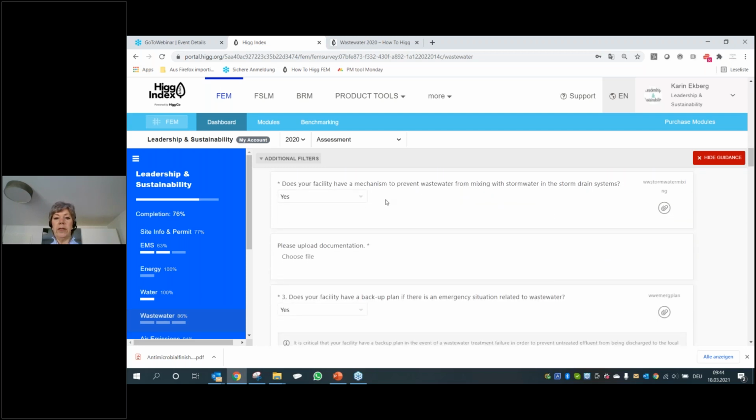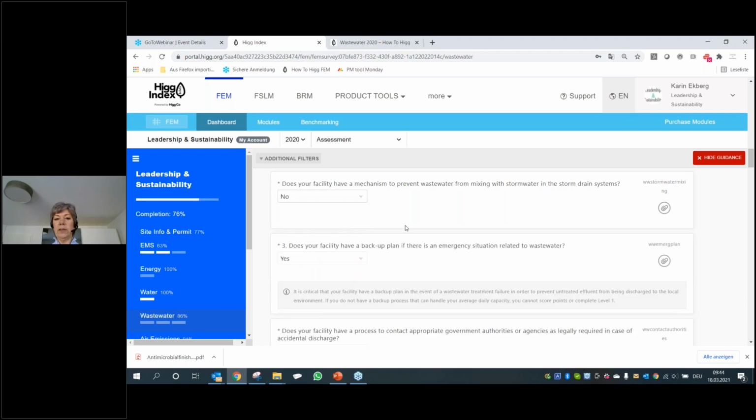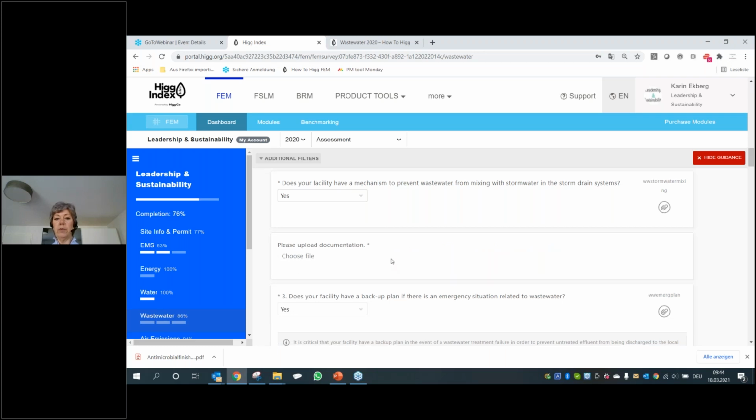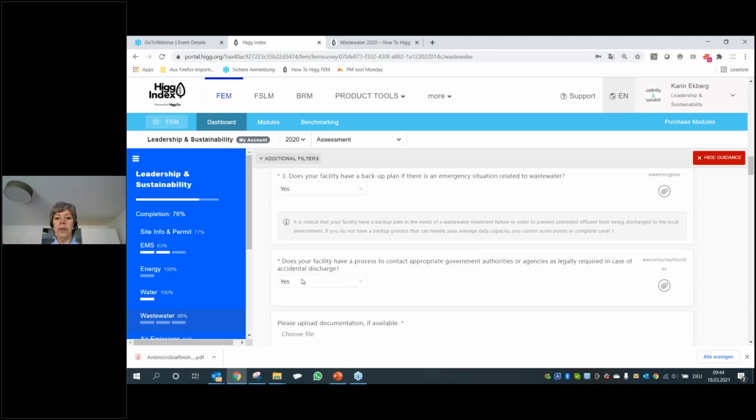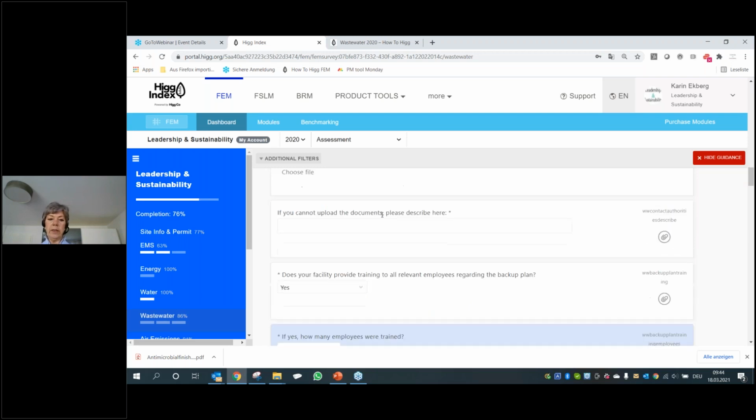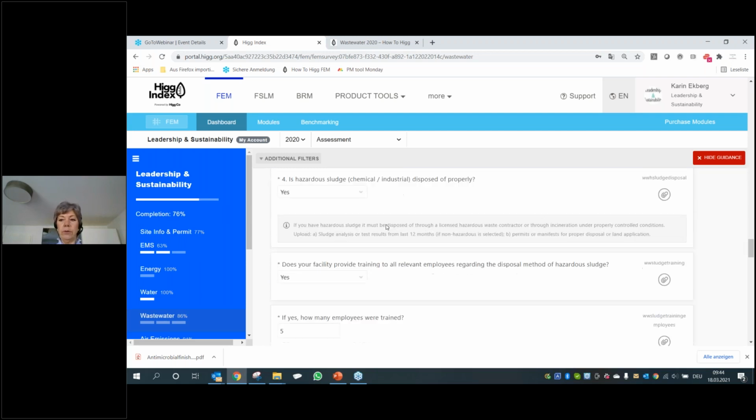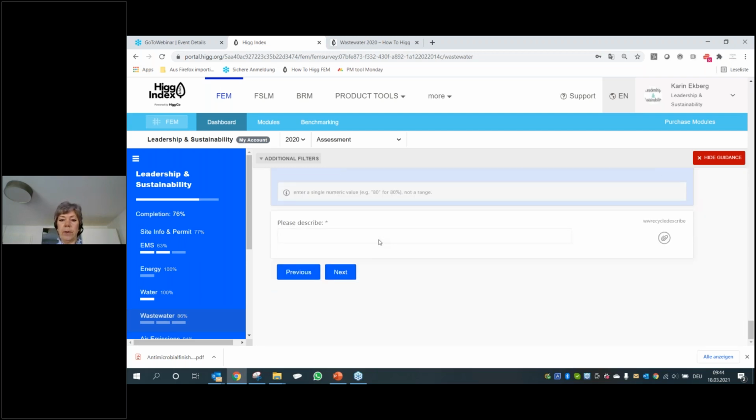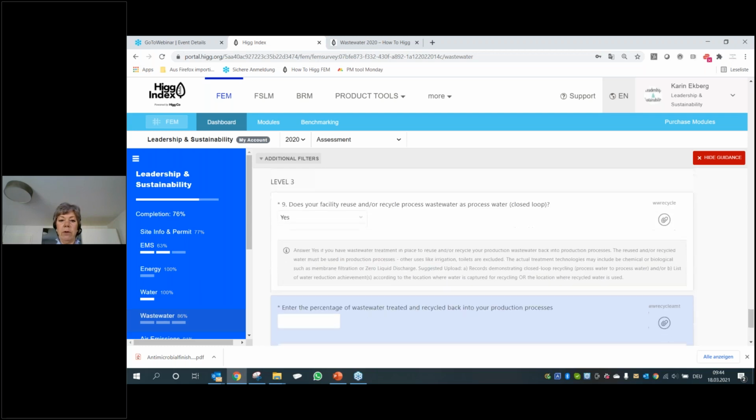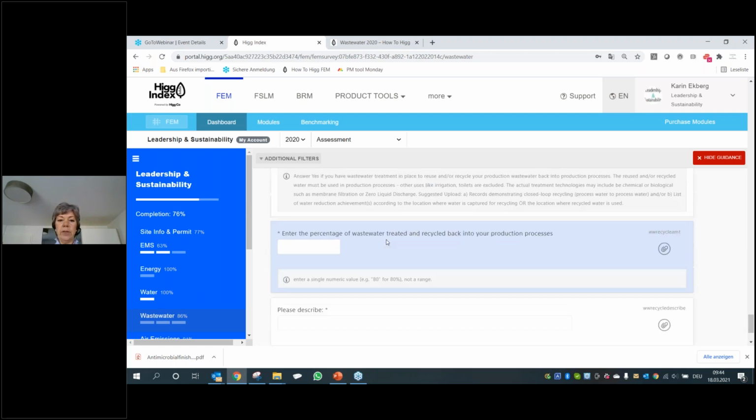And remember this question as well: does your facility have a mechanism to prevent wastewater from mixing with stormwater in the storm drain system? And as usual, if I say no here, then it's just a no. If I say yes, I get a follow-up question. Please upload the documentation. And then it goes on and on here. Does your facility have a backup plan if there is an emergency situation related to wastewater? And I just wanted to see if we can go to the last question and see which follow-up questions we get here.